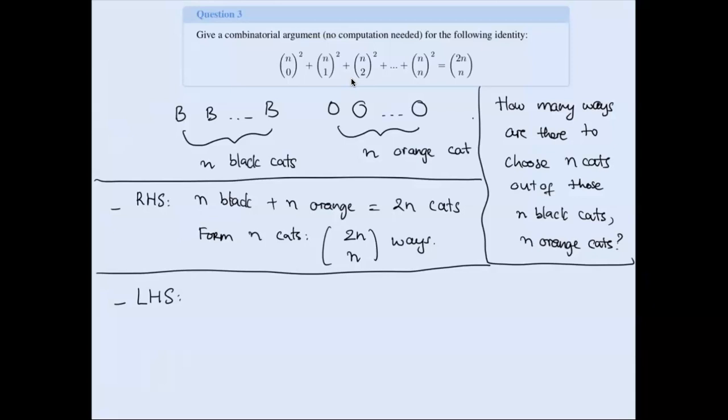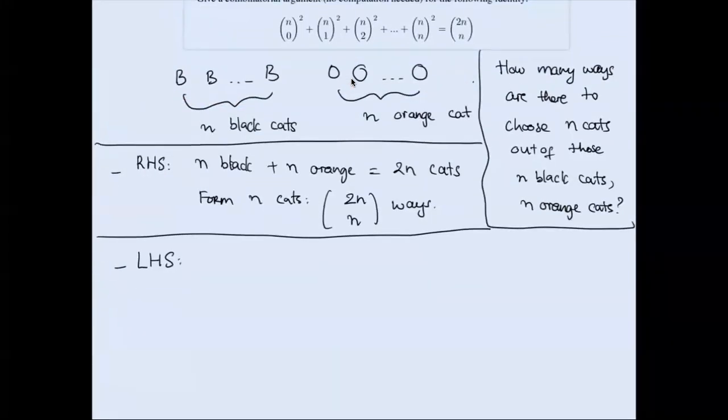So let's think about it. I want to choose n cats out of those black and orange. So what are the possible cases? The possible case is that out of those n cats that I chose, there are 0 black cats. If there are 0 black cats, then I would need n orange cats, right? Or I can have 1 black cat. And if I have 1 black cat, then I only have n minus 1 orange cats.